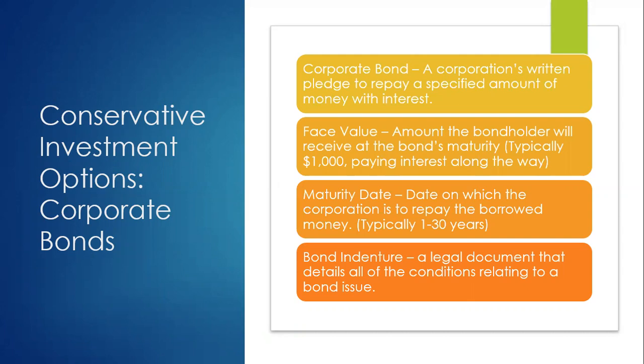In other words, it's got all of the legal stuff on there saying, this is exactly when we're paying you back, this is how much we're paying you in interest, this is the face value. It's going to list all of that stuff. That's a bond indenture.